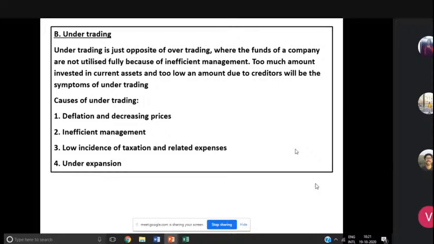What are the causes? Deflation and decreasing prices, inefficient management, I think it's self-explanatory, low incidence of taxation and related expenses, and last is what? Under expansion. Therefore, if someone asks you what is the ideal scenario, you will say overtrading. You might be under stress little bit, you might be under little tension, but overtrading is always advantageous for you because your return on investment will be maximum there. Return on equity will be maximum there. This is another short note which they have asked in the past years.